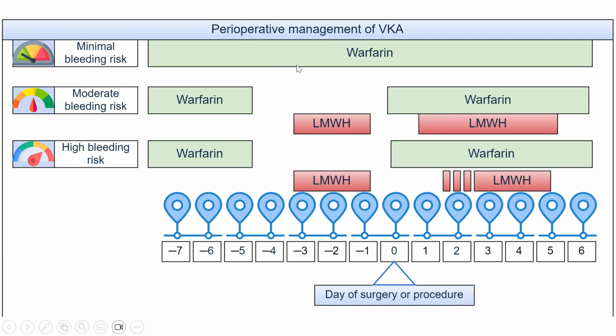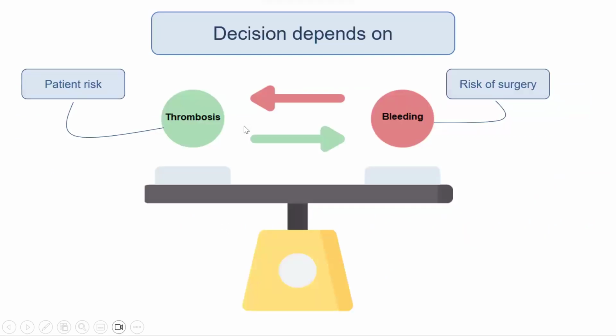But what about the period during interruption of the warfarin? We may add low molecular weight heparin during this time. This is called bridging, and it depends on the risk of thrombosis. So in general, the management of vitamin K antagonists depends on the balance between the risk of bleeding during surgery, and the risk of thrombosis, which depends on the patient's risk.